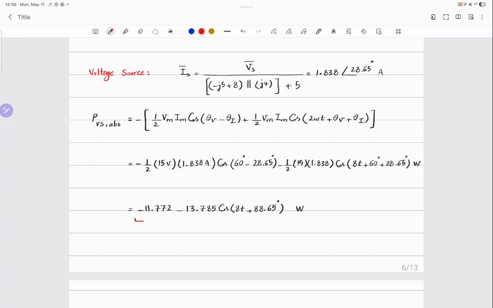Okay. So what do you call this part? The average power or DC power. P average absorbed. By what? By which component? The voltage source. What does it mean that it's negative? Your voltage source on average is supplying power, not absorbing. Okay?